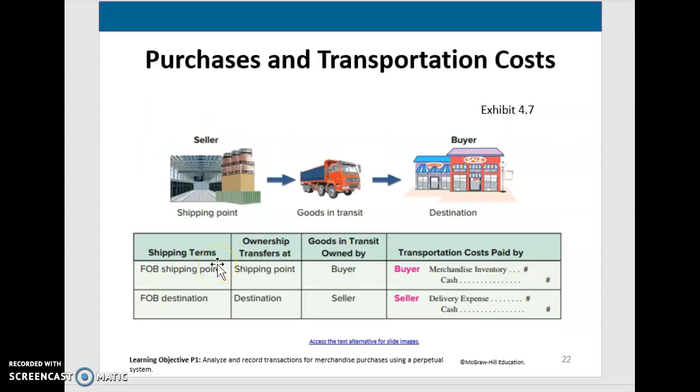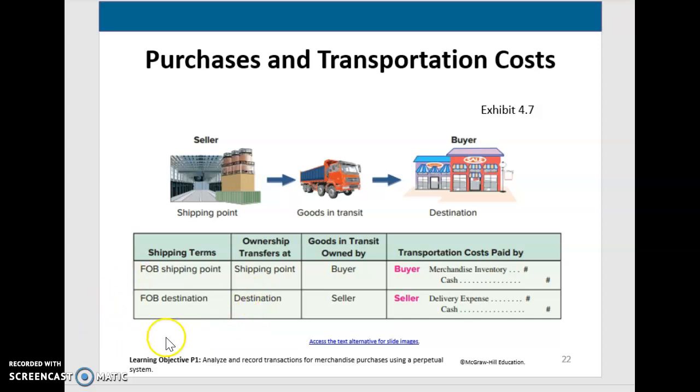Let's talk about those transportation costs. Free on board or freight on board, FOB, shipping point means that ownership transfers to the buyer at the point that it is shipped. So the buyer owns them when they're on the truck in transit to the buyer's place. The buyer is responsible for the transportation costs. The buyer will debit merchandise inventory and credit cash.